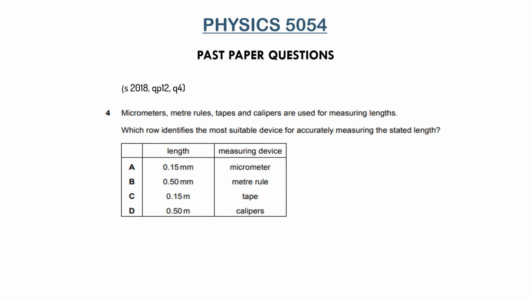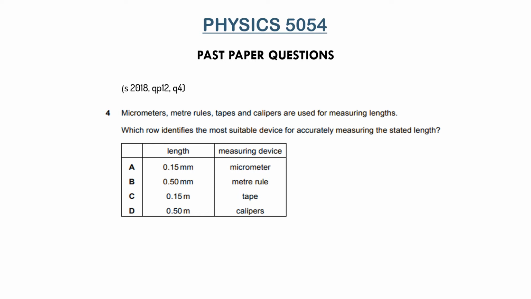The first option is the length 0.15 millimeter. And the device they are using to measure it is a micrometer. Now we know that a micrometer can measure up to 0.01 millimeter. In fact, it is the only instrument that can measure up to 0.01 millimeter, because even a vernier caliper only measures to 0.1 millimeter. We have already done the least counts.